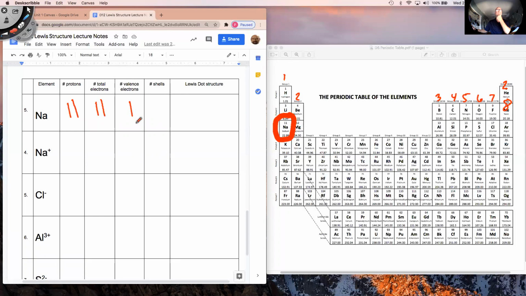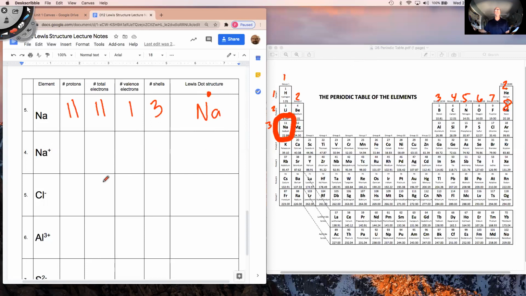So how many valence electrons does sodium have? 1. How many shells does sodium have? 1, 2, 3 shells. So it would look like, I'm not going to draw it. So then what would the Lewis dot structure look like for sodium? It would be an Na, and then it would have 1 valence electron. There it is, done. All right, Mr. P, I think I got this. Okay, well, let's see.